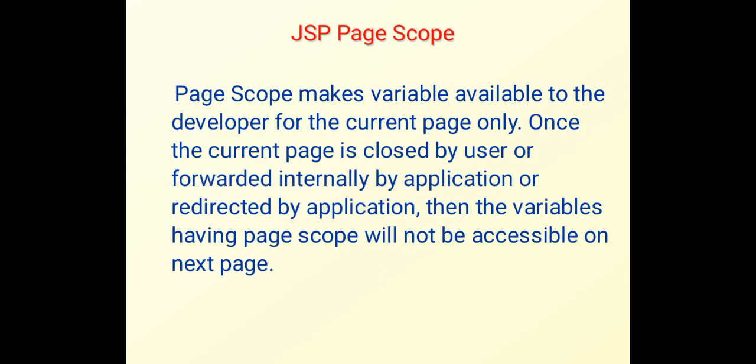The first one is JSP page scope. Page scope is the scope in which the variable is limited to the current page only. It means once the current page is closed by the user, or forwarded internally by the application, or redirected by the application, the variables having page scope will not be accessible on the next page.